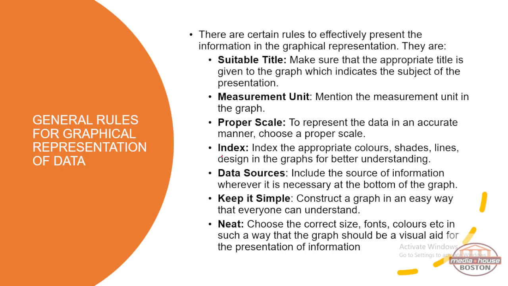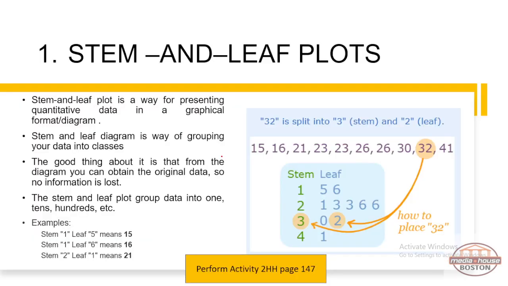So these are some of the rules or principles that you need to follow when presenting your information graphically. The first part is the stem and leaf plot. A stem and leaf plot is used to give us an indication, in terms of our data collection, of the number of people doing certain things, or the range of information. So it gives us a lot of information based on its presentation.